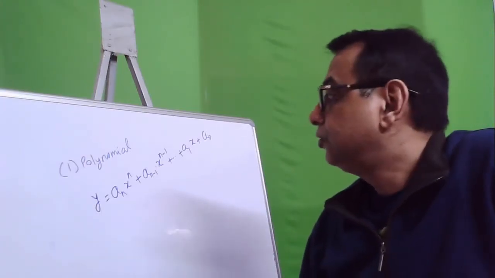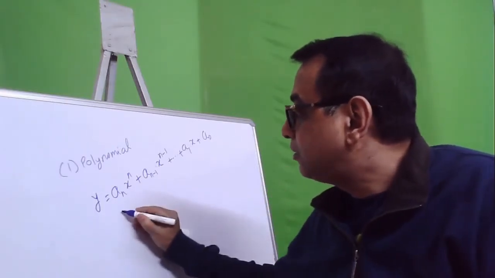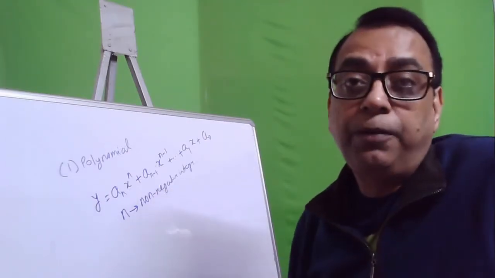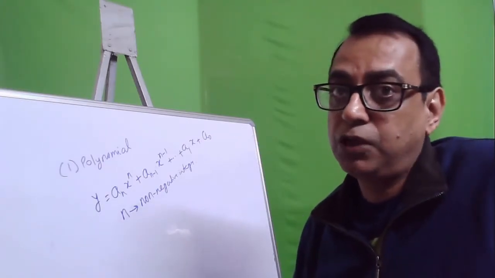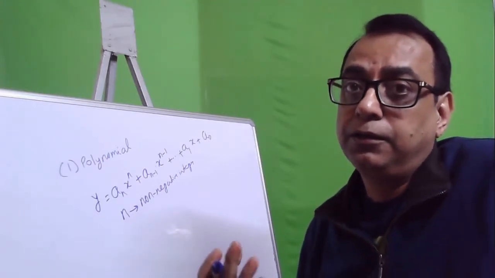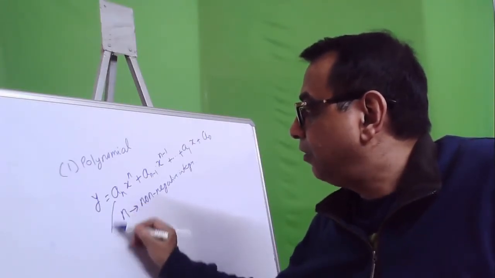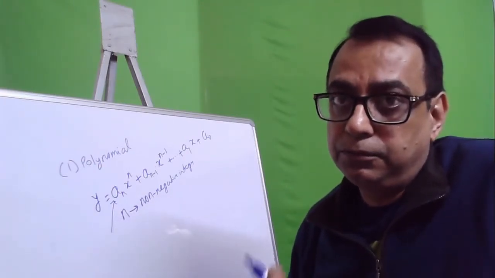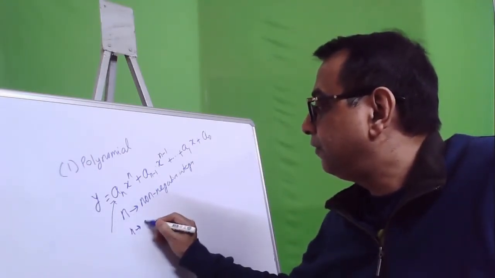So one thing we have to remember here is that n needs to be necessarily a non-negative integer. If n is negative, let's say minus half, minus 1, those are not treated as polynomial functions. It has to be a power of 1, 2, 3, 4, like that. These are called the coefficients of the corresponding terms of x, and n is called the degree of the polynomial.